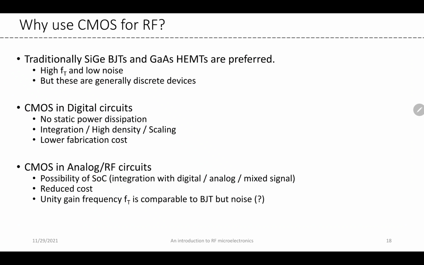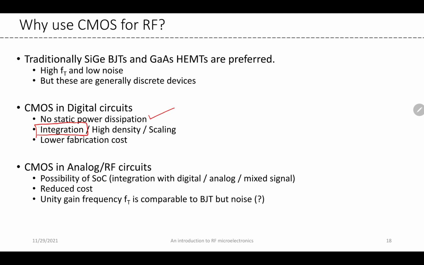Now, why use CMOS for RF? There are many reasons to do that. As we mentioned, there's no static power dissipation, so that is good. Even for RF, it's better if we don't have static power dissipation, although we can have active power dissipation. That's good. We will have high levels of active power dissipation. The most important factor for CMOS is the integration.